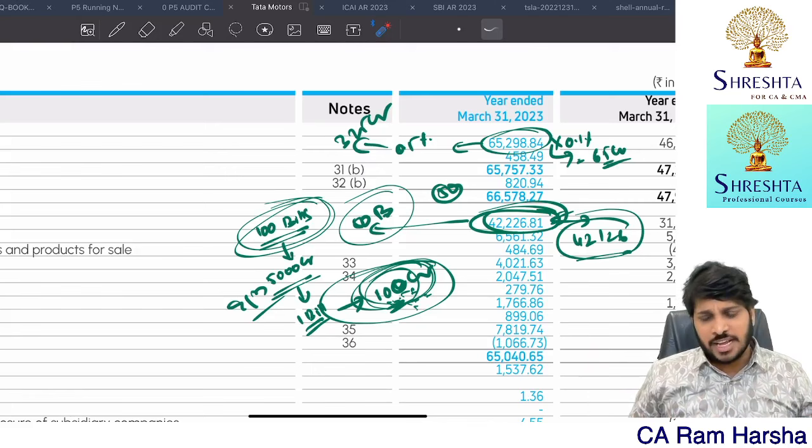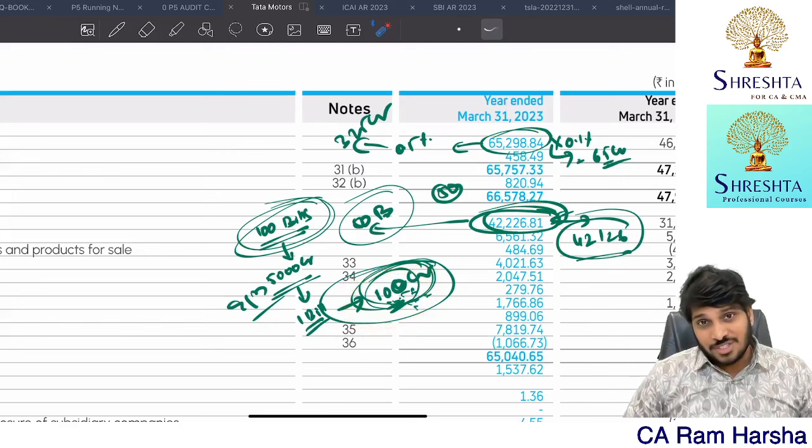Sir, this is a 100 crore worth of mistake. You have to modify the P&L account. Kindly modify, rectify, and give me the correct P&L account. I asked him. He said he will not. Okay, sir, don't worry.